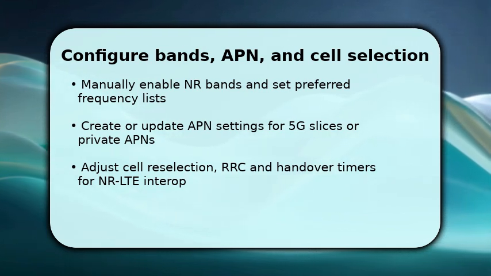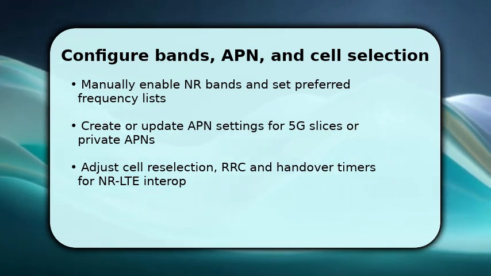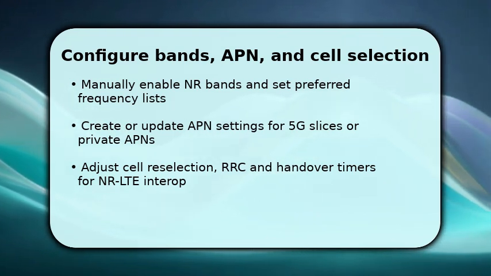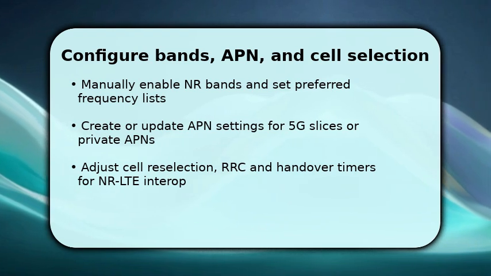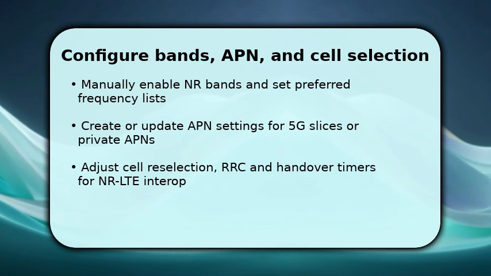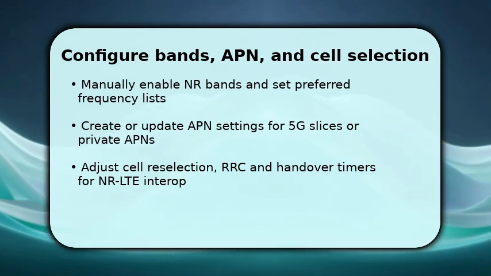Make sure cell reselection and RRC/handover timers support smooth NR-LTE transitions. This reduces fallbacks. Once these are set, restart the modem and monitor the network logs to confirm NR attach. Finish by validating 5G operation.